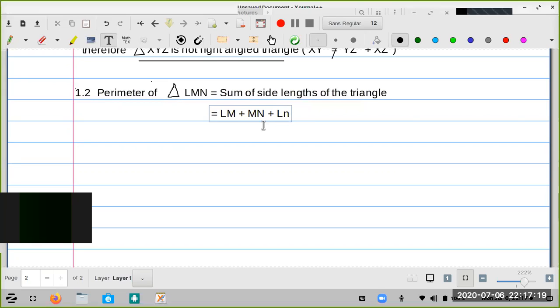Sorry for that one. It's a small letter, which is not a vertex. Whenever we are dealing with vertices, we normally use capital letters, not small letters. If you use small letters, then it will be marked wrong. Right? Then LM is 10 centimeters plus MN, which is 12.5 centimeters, plus LN, which is 7.5 centimeters.